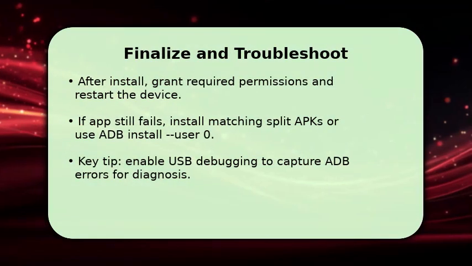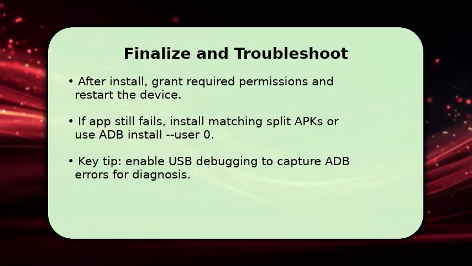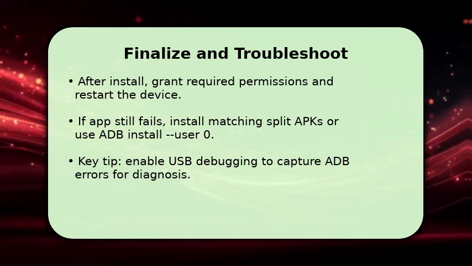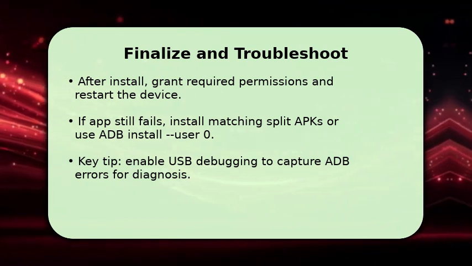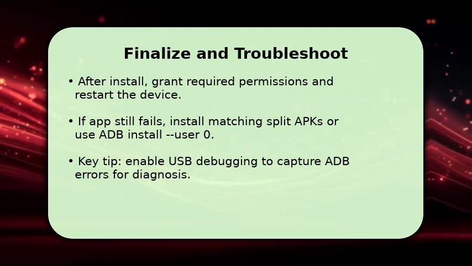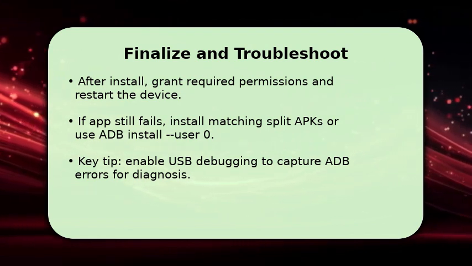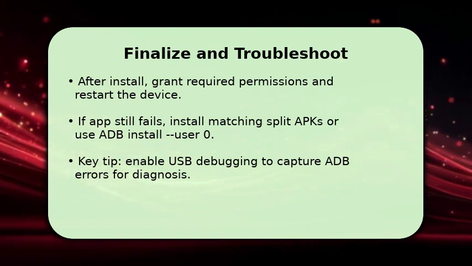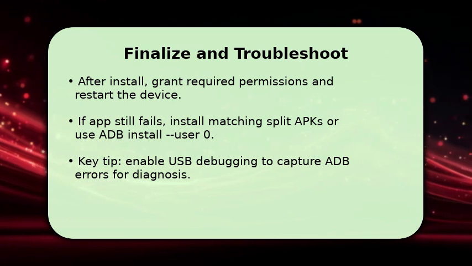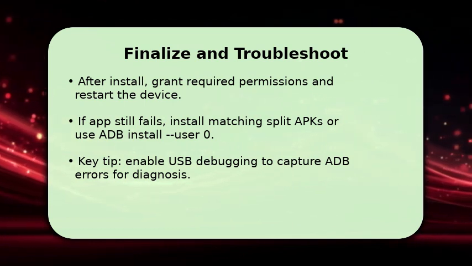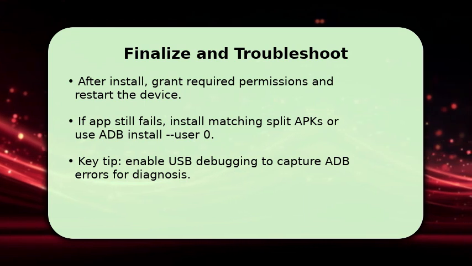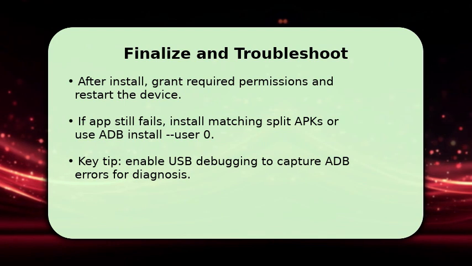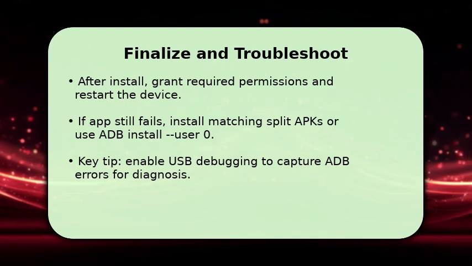Finish by granting required runtime permissions and rebooting the device so services register properly. This often resolves residual install issues. If the app still won't install, try installing matching split APKs or use ADB with the command adb install --user 0 to bypass user-scoped conflicts. Make sure USB debugging is enabled so you can read ADB error output. If you get install failed duplicate permission or signature errors, ADB logs provide the exact cause and guide the corrective action quickly.